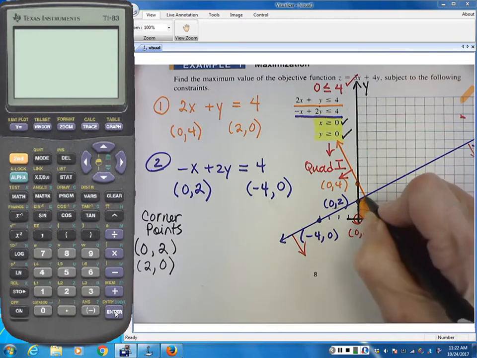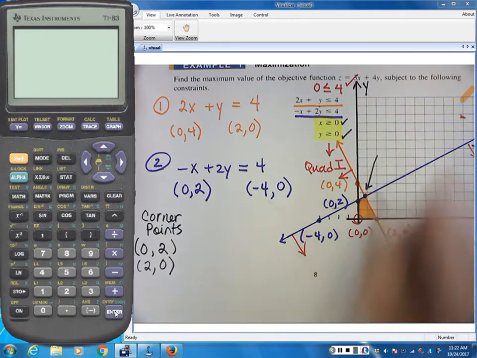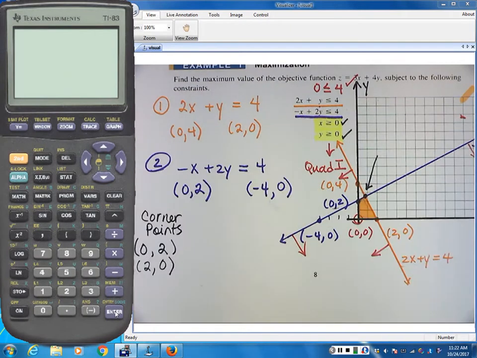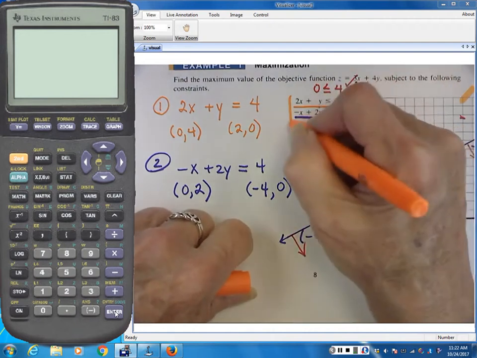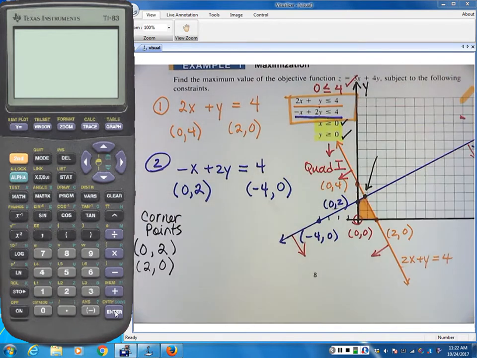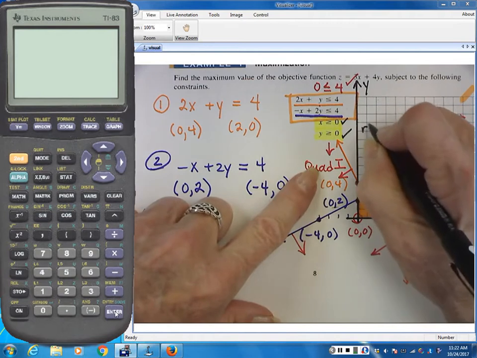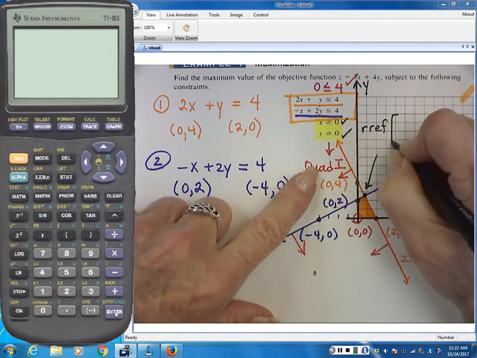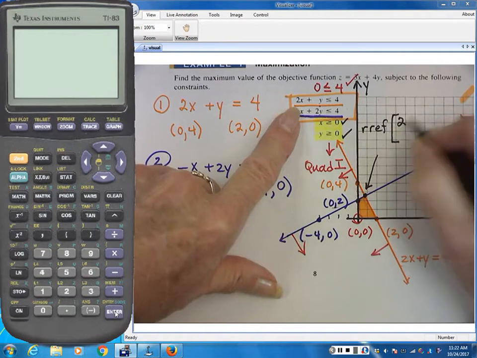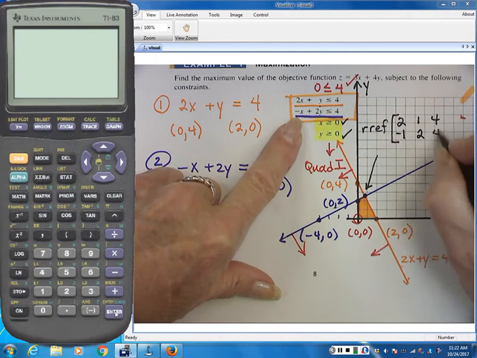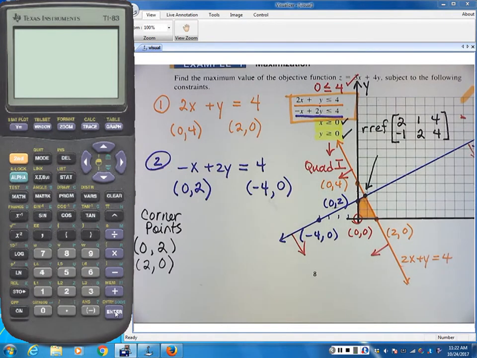And then we need this corner point. In order to find this corner point, we're going to take this set of inequality constraints, and we need to find out where our two boundary values intersect. So to find out where the two boundary values intersect, what we need is the reduced row echelon form of this matrix: 2, 1, 4, -1, 2, 4. And that will give us our last corner point.